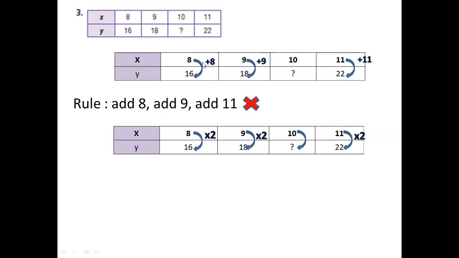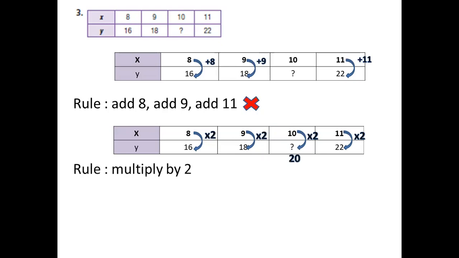which was different, plus 8, plus 9, plus 11, but here the table is multiply by 2, multiply by 2, multiply by 2. So to find the missing number also, it has to be multiplied by 2. So what is 10 multiplied by 2 going to give you? 20. So the missing number is 20.